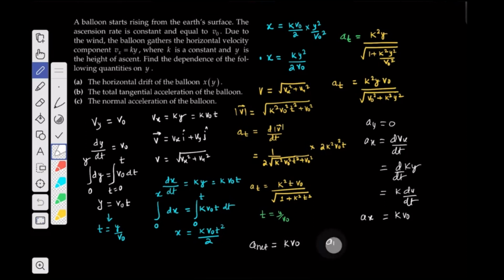And once I have the net acceleration, that will be root over a_r square plus a_t square. So what exactly will a_r be? It's going to be root over a_net square minus a_t square. a_t we know and a_net we know, so we can figure out a_r. Did all of you understand? Maybe at first glance it looked difficult, but it was easy or not?